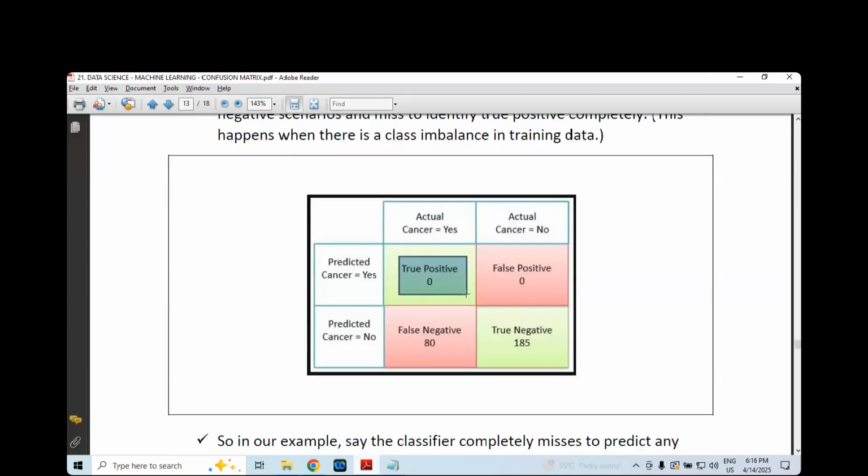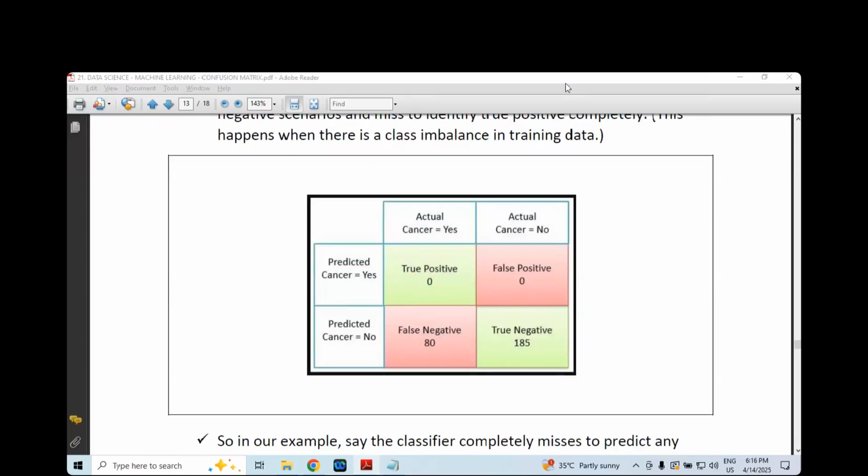Sir, can you tell me what is the number here? 0. This one also 0. False negative 80. True negative. First of all, we are talking about accuracy, so this is not required. I don't want to talk about this one. I just wanted to talk about true positive. Next one is what exactly? True negative.